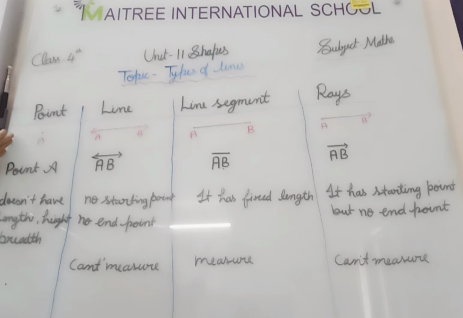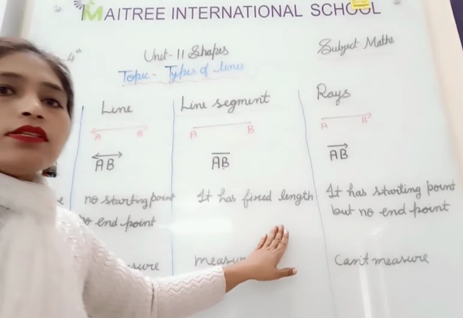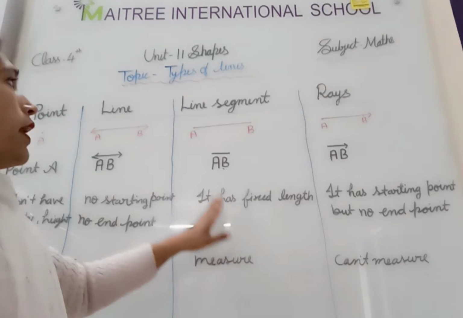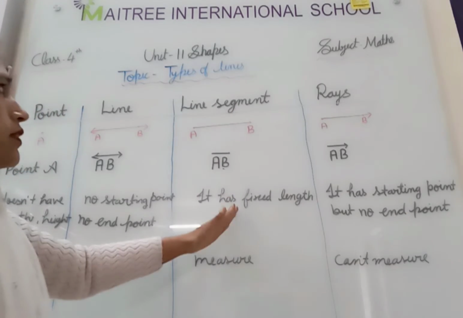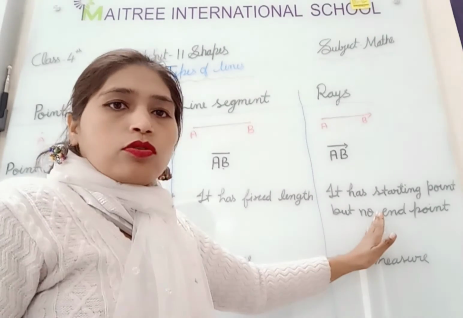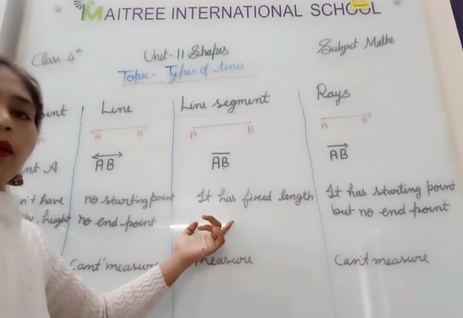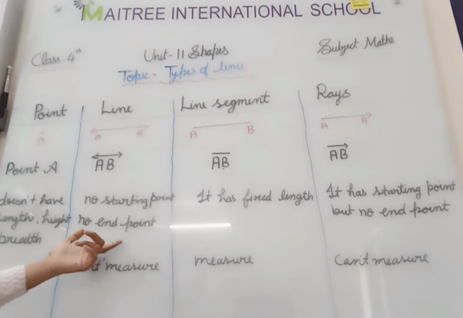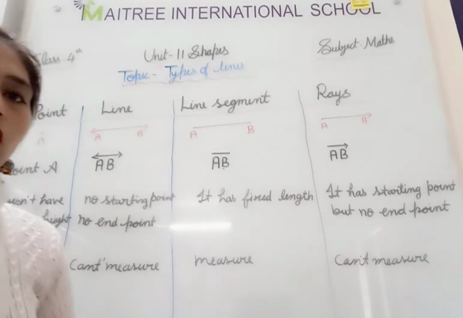Yes, so we cannot measure the point, we cannot measure the line, but we can measure the line segment, because it's a small part of a line. It has a fixed starting point and fixed end point, so we can measure the line segment. We cannot measure the rays also. Yes, so only line segment is the thing which we can measure. We cannot measure the line, we cannot measure the point, and we cannot measure the rays also.